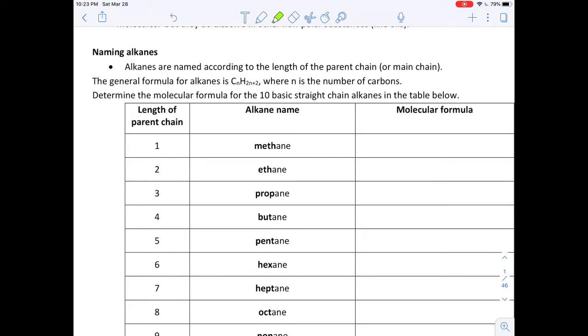In this video, we're going to look at naming alkanes. We're going to start with the simplest alkanes, straight chain alkanes, and alkanes are saturated aliphatic molecules. Saturated means that it only has single bonds, and aliphatics are organic molecules that are not aromatic.